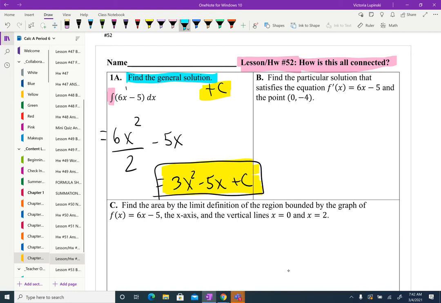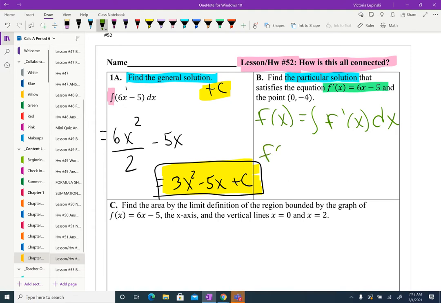Okay, then we took it up a level, and instead of finding the general solution, we found the particular solution. So to find the particular solution, you're going to integrate just like you did in step A, and then you're going to go ahead and actually solve for C. So we can start by giving ourselves just a little reminder here. Because they're giving you f prime, this is a reminder that if you want to find regular f, you're going to do the integration of f prime, and then don't forget your dx.